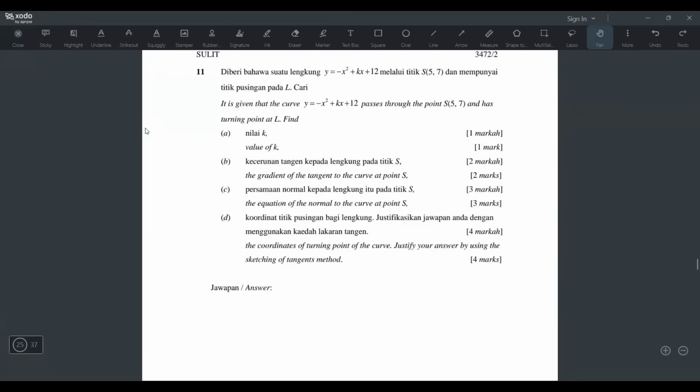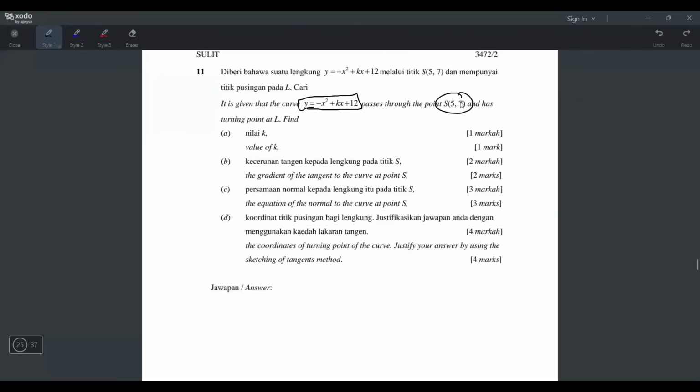Okay, let's do number 11. It is given that the curve y equals this one passes through point S(5,7) and has a turning point at L. Okay, if you see the word turning point, it means you will do dy/dx equals 0. So if later they ask you to find point L, then you just do dy/dx equals 0. If they ask for point L, then only you do that, right? Okay, so now they ask for value of k. So question A, how to find value of k? Okay, I think I'll just do it up here.